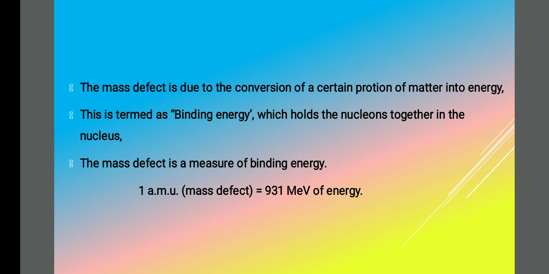It's clear with the point, and that energy we call it as binding energy. So mass defect is said to be a measure of binding energy. So coming to the point, one atomic mass unit will be equal to 931 milli electron volt. You have to be very clear with the point. So one atomic mass unit of mass defect will be equal to 931 milli electron volt of binding energy. It's clear with the point.